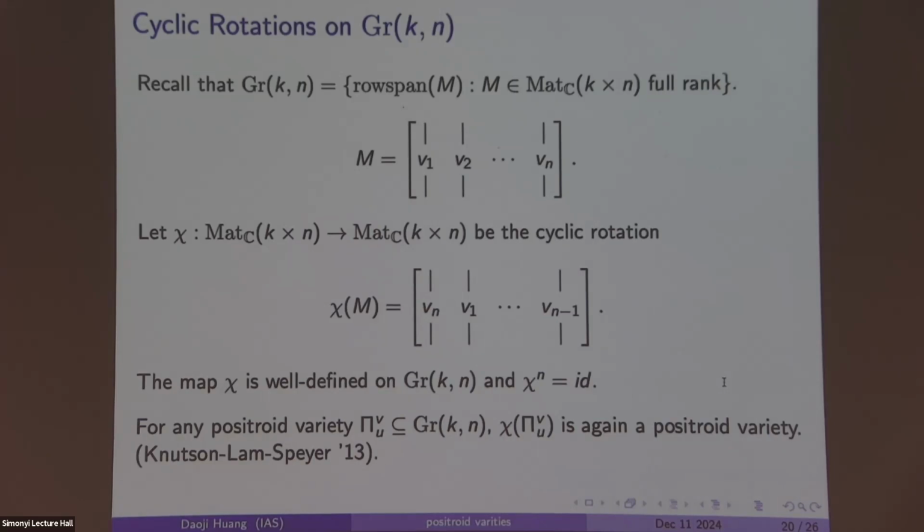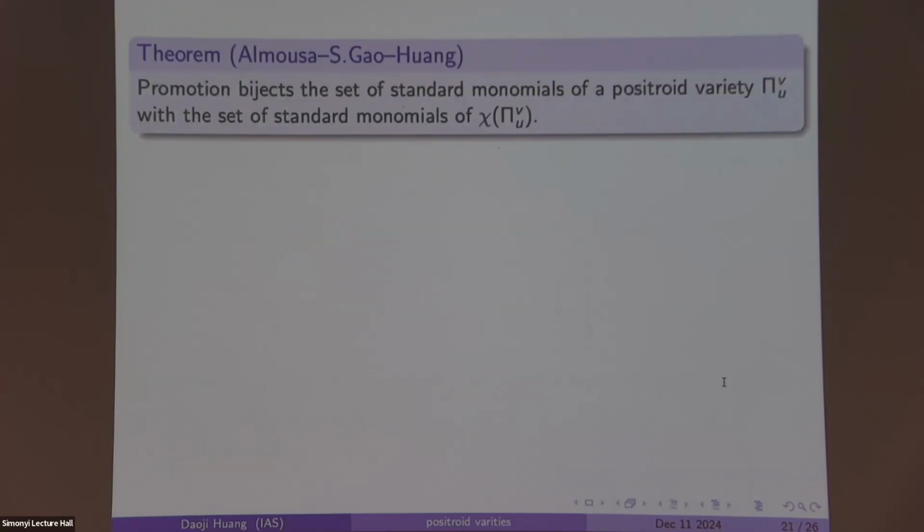So now I'm about to tell you a theorem. Does anyone want to guess what this theorem is? Your basis behaves well under cyclic rotations. Under monomials? Yeah, in particular, yes. In particular, the cyclic rotation on monomials is promotion. So our theorem says that promotion bijects the set of standard monomials of a positroid variety with its cyclic shift.